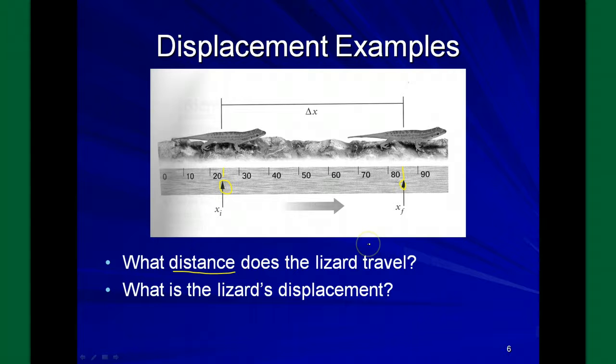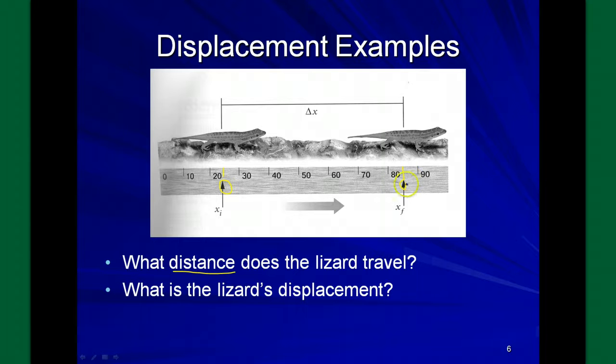And if you remember, distance is calculated by taking the final position minus the initial position. So 85 minus 25 gives us a distance of 60 centimeters. And then displacement is almost the same as distance. The only thing we add in there with displacement is we're concerned about the direction. So we would say that the lizard's displacement is 60 centimeters to the right, okay, not to the left. The lizard is moving to the right.